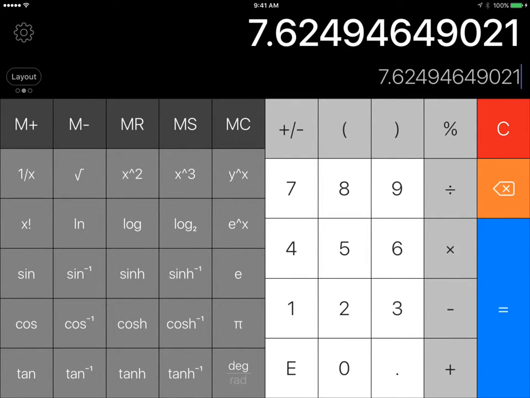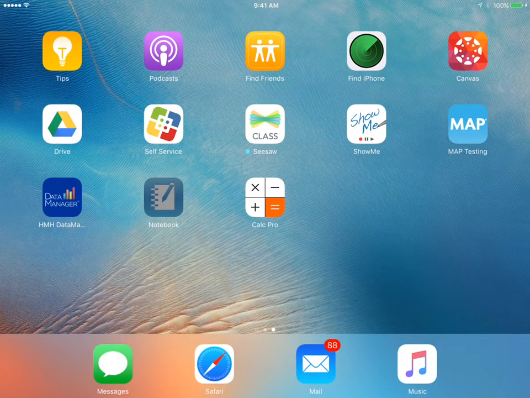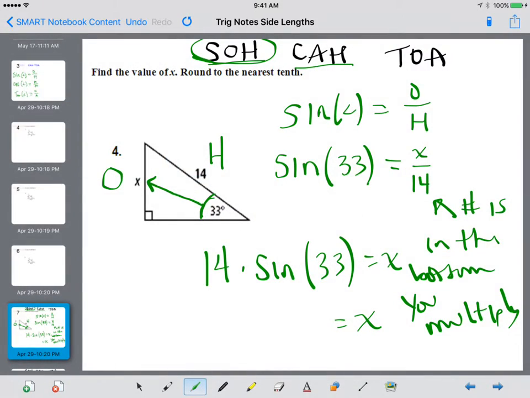7.6249, and so on. All I want you to do is round it to the nearest tenth. So we're going to say 7.6 because the number after the 6 is less than 5. If that 2 were bigger than 5, we'd round that up to 7.7. So I'm going to go back to my problem here. x is equal to 7.6. And that is our side length.